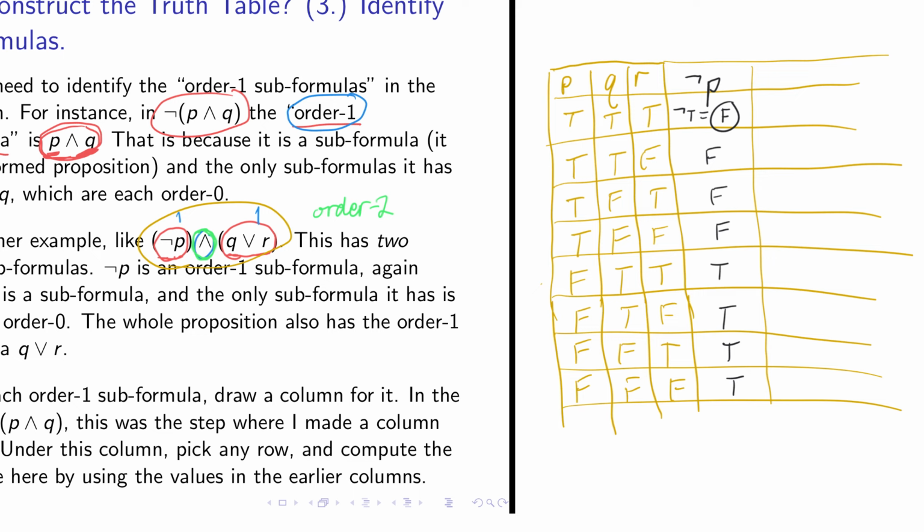Okay, next let's write the other order 1 subformula, and that's going to be Q disjunction R. Again, we want to compute the truth value of this. In the first row, that's going to be true or true is true. So that's the value entered here in the table. In the next row, keep in mind that I should always be pulling from the values of Q and R this time. So this time Q is true and R is false. So I'll compute T or F and get true.